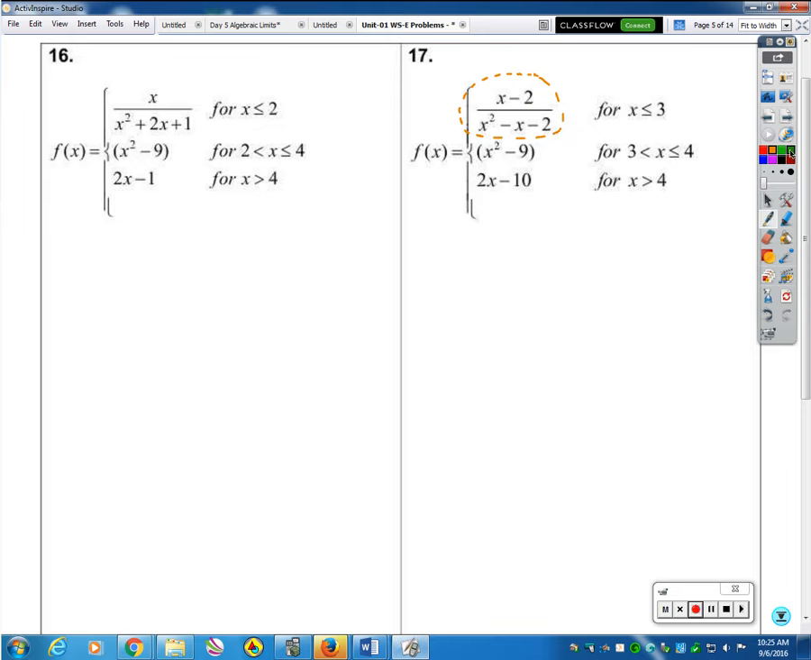Nicely done, Jeff. So the second part of this piecewise function, I don't even go looking, nor the third part, because it's not a fraction. The second and third parts of number 17, I don't even worry about. They are not going to have a hole or a vertical asymptote, because they're not rational. They're not a fraction. Right, the piecewise is just all these different functions together, making one function. Very good.